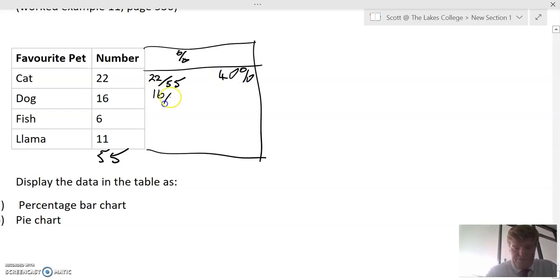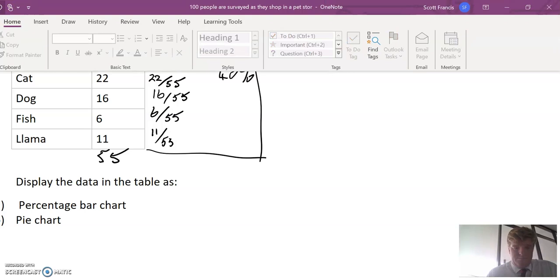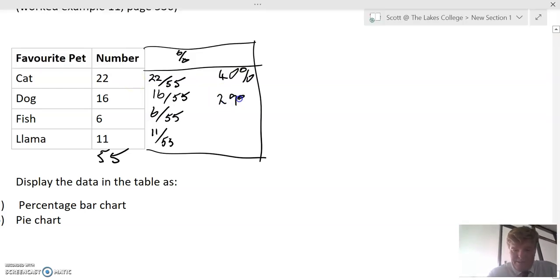Next one is going to be 16 by 55. Next one is going to be 6 divided by 55. Next one is going to be 11 divided by 55. So if we do the calculation, 16 divided by 55, it's going to give us 29%. 6 divided by 55, 10.9%. 11 divided by 55, that is 20%.